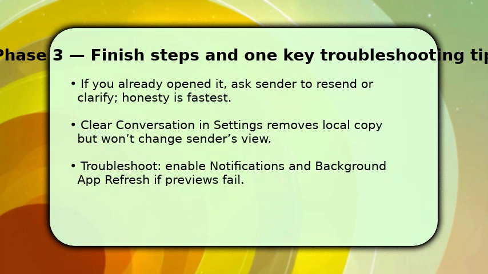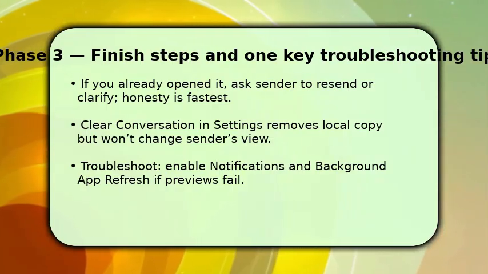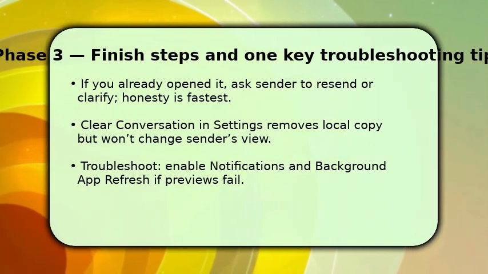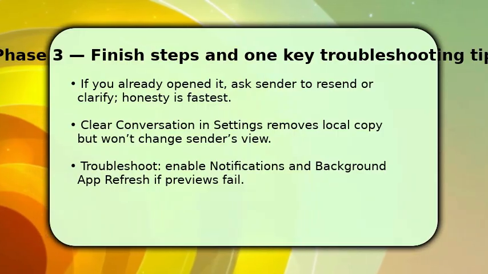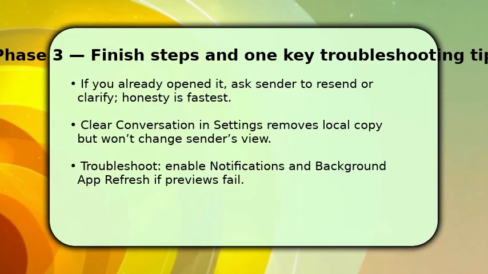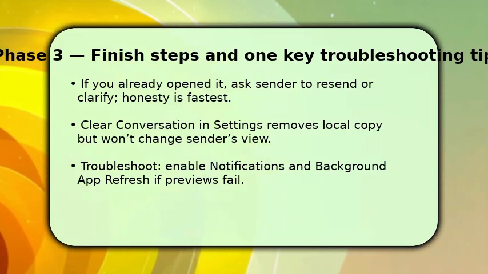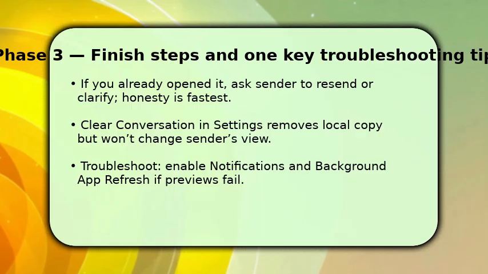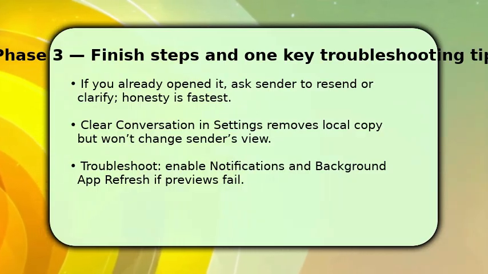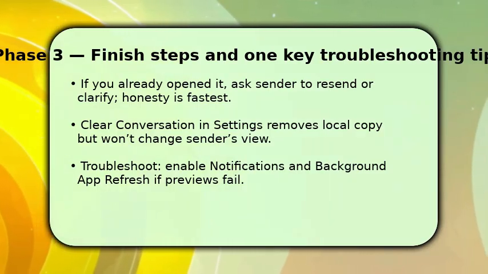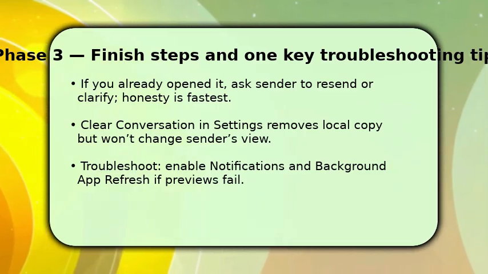To finish, if the message is still unread, leave the app closed and handle follow-ups from other platforms. If you already opened the message, your best finish is to ask the sender to resend or explain. This is quicker than trying to reverse status. Clearing the conversation from Snapchat settings removes your local copy, but won't reset the sender's record.